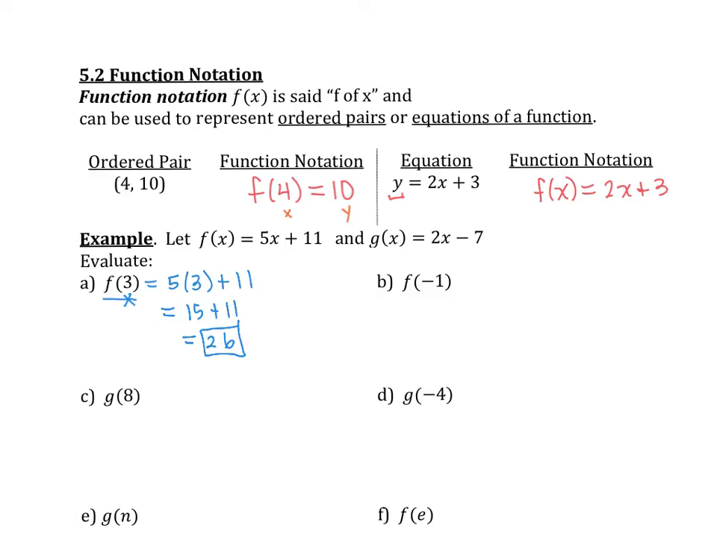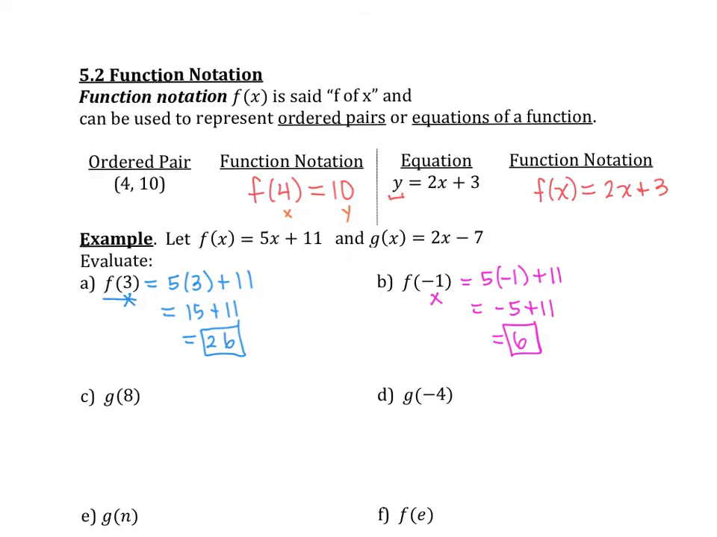Let's go ahead and try the next one. This says f of negative 1, so they're saying plug x equals negative 1 into the f function. I'm going to look back up here to see what the f function is. The f function is this one, so 5x plus 11 is the rule. So 5 times negative 1 plus 11. And then I evaluate that. So I get f of negative 1 is equal to 6.